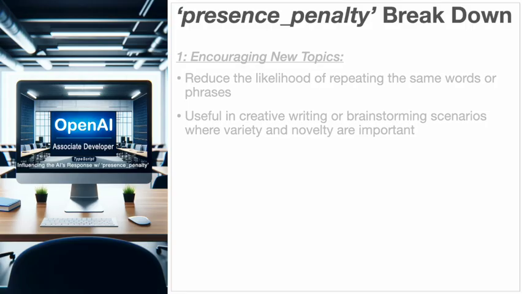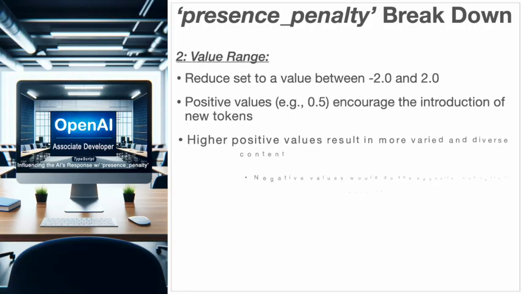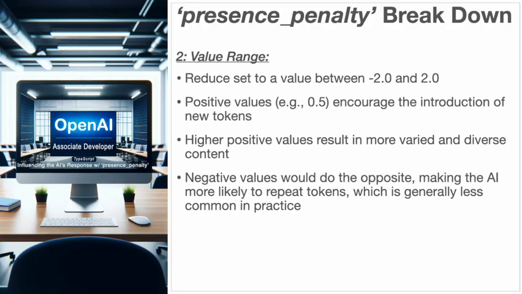2. Value range. The presence penalty can be set to a value between -2.0 and 2.0. Positive values, e.g. 0.5, encourage the introduction of new tokens. Higher positive values result in more varied and diverse content. Negative values would do the opposite, making the AI more likely to repeat tokens, which is generally less common in practice.